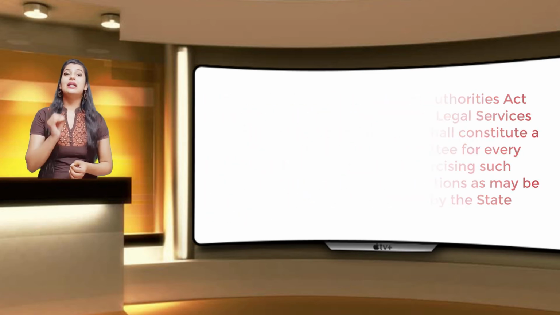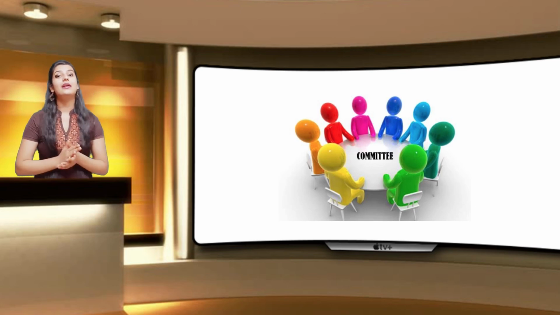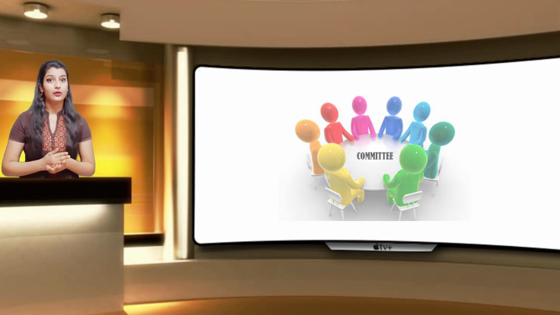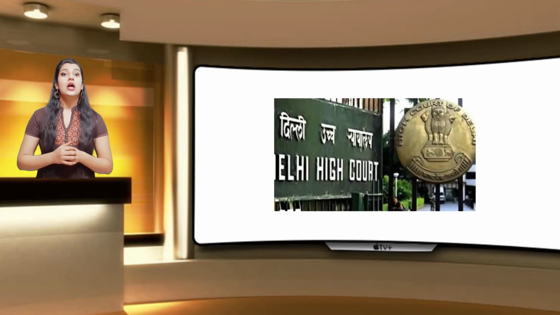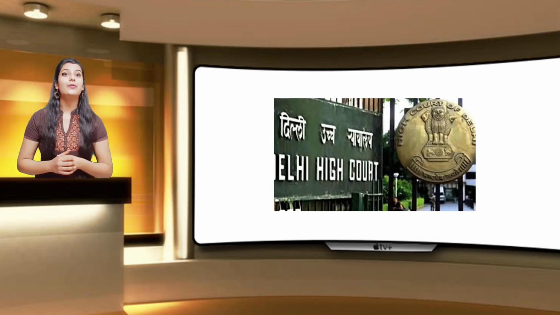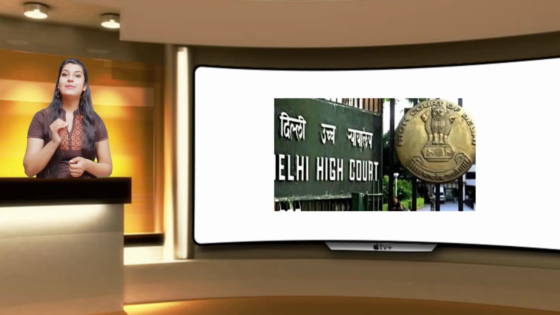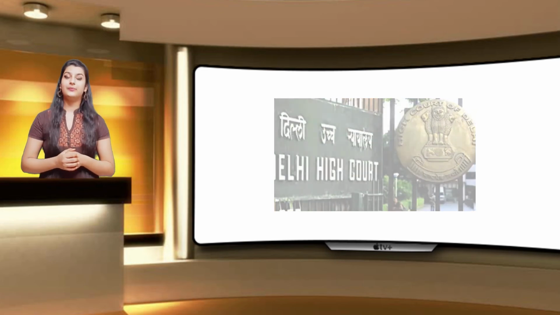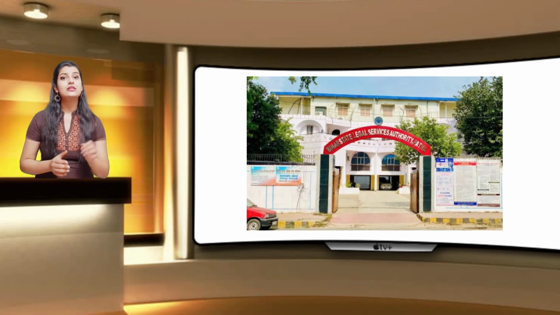The committee shall consist of a sitting judge of the High Court as a chairman and such number of other members as may be determined by the regulations made by state authority, to be nominated by the Chief Justice of the High Court. The Chief Justice of the High Court shall appoint a secretary to the committee possessing such experience and qualifications as may be prescribed by the state government. Next is State Legal Services Authority.